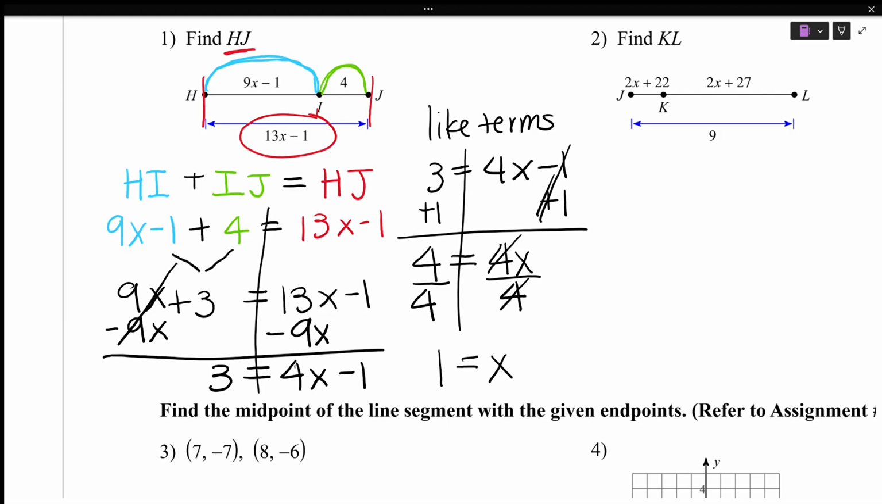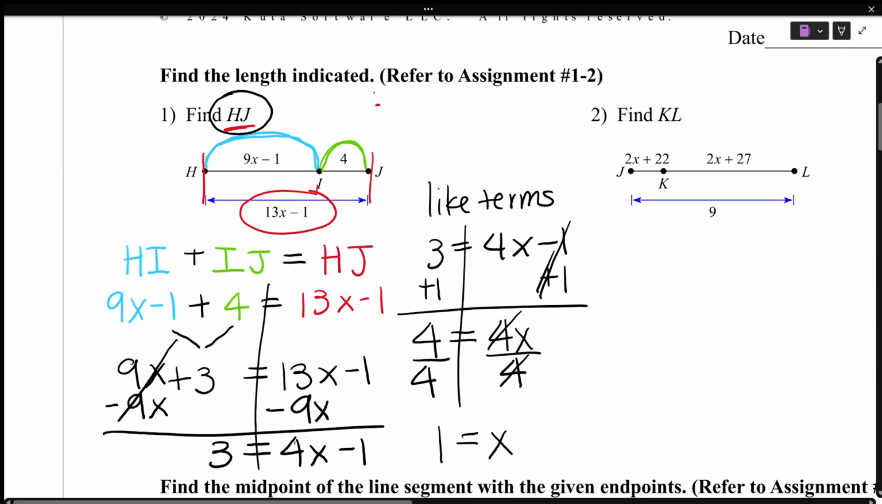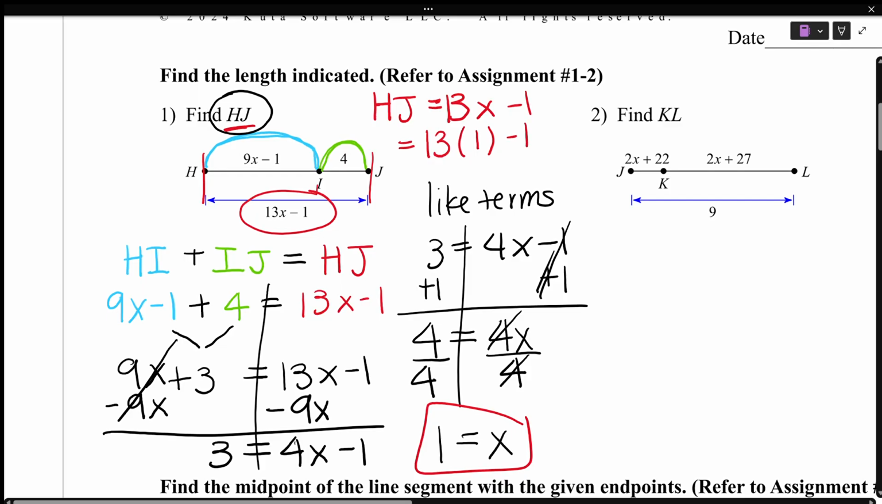The question says find HJ. So we're going to go back to HJ. We know HJ is 13x minus 1. We know x is 1 now, so let's plug that in. 13x is the same thing as 13 times 1, minus 1. 13 times 1 is just 13. 13 minus 1 is 12.